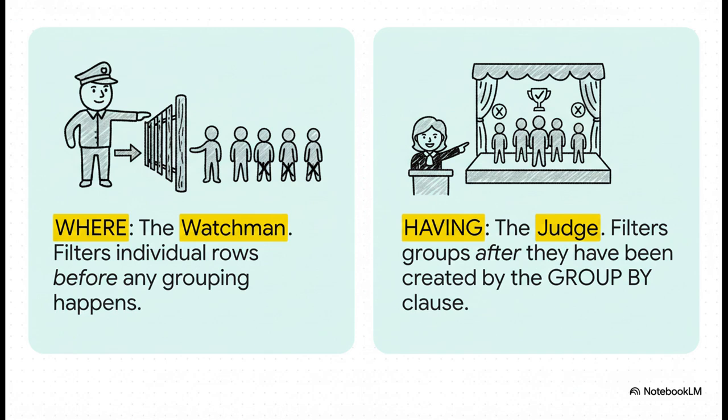Having, on the other hand, is like the judge at the end of a talent show. He doesn't look at individuals, he looks at the groups already on stage and decides which ones make the cut. So one more time. Where filters rows, having filters groups.